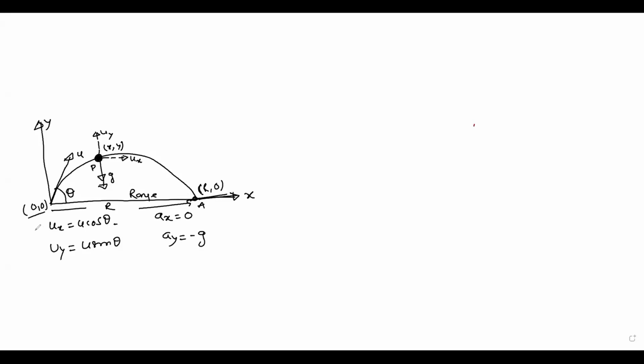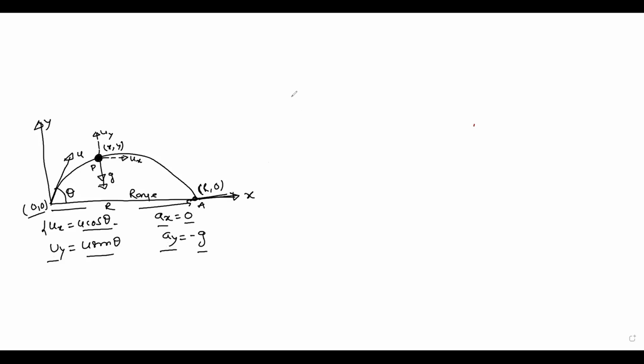So if you break down the velocity and the acceleration in x and y direction, because it's a motion in two dimensions, then you may write that ux is equal to u cos theta and uy is equal to u sin theta. There is no component of acceleration acting in the x direction, so it's 0. Acceleration in the y direction is minus g, because it is also an example of motion under gravity.